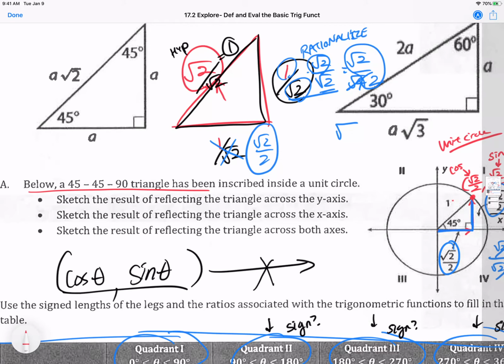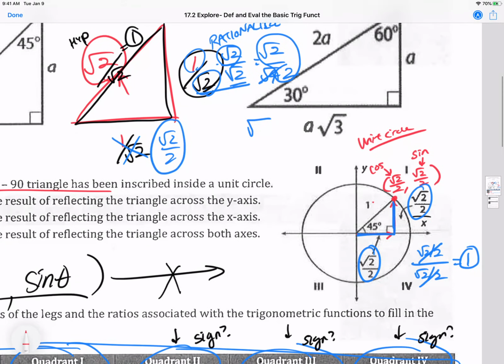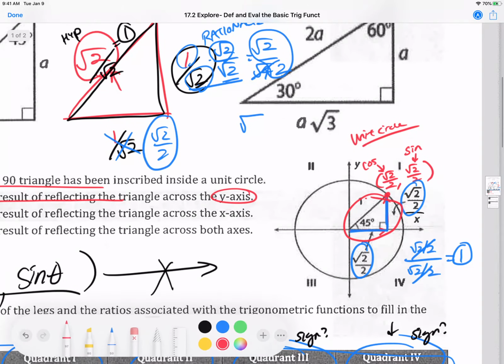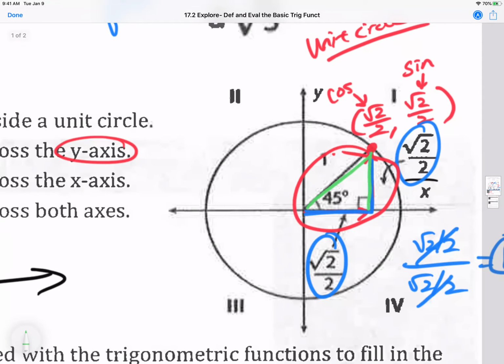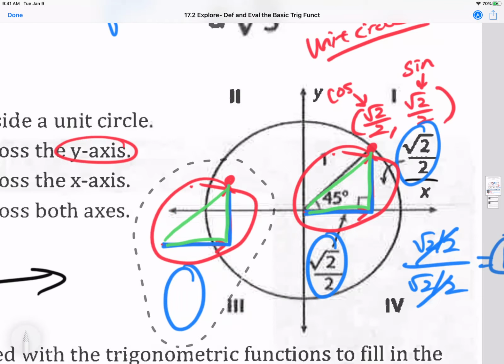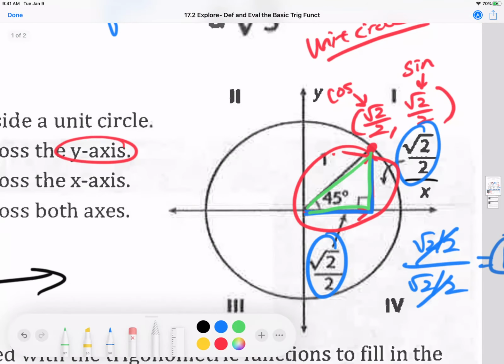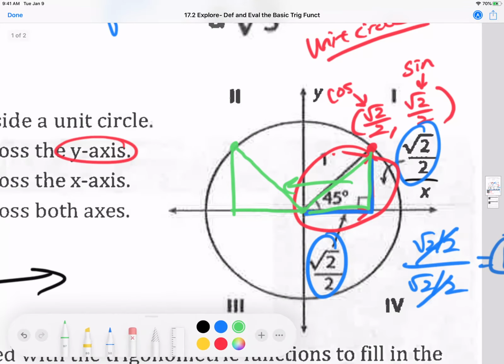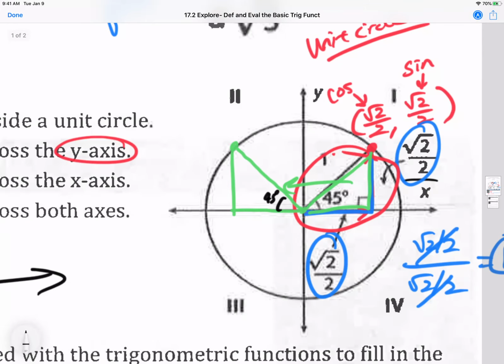But it says to sketch the result of reflecting the triangle across the y-axis. So what we're going to do is take this triangle, and then we're going to reflect it across the y-axis, and it's going to become like this, because that's how reflecting across the y-axis would look. Now, the 45 degrees will stay the same. This will stay the same as root 2 over 2. This will stay the same as root 2 over 2. Everything will be preserved.